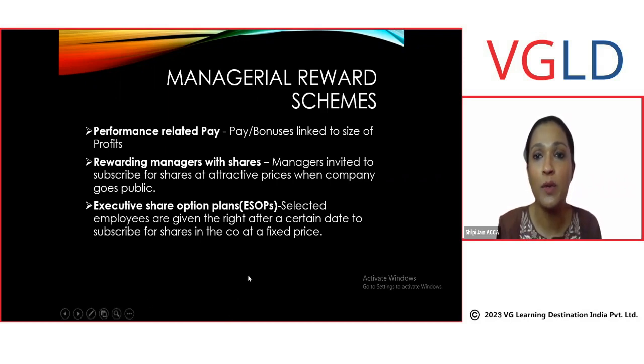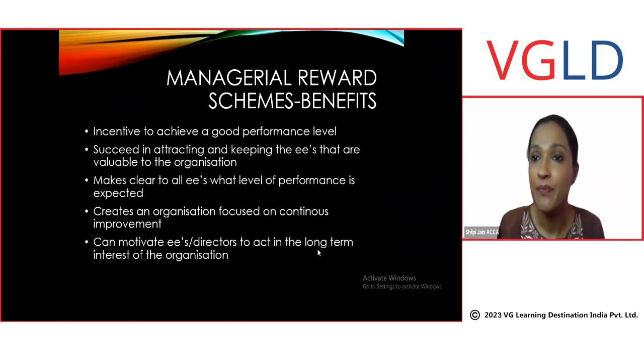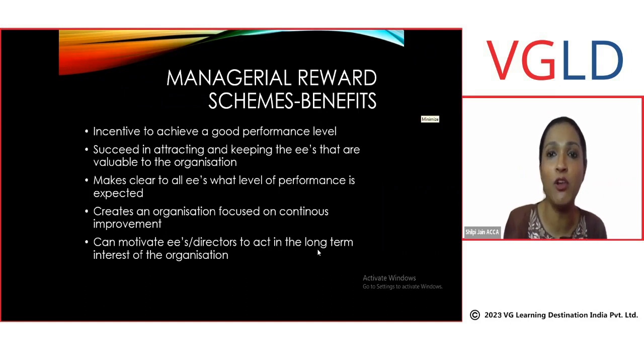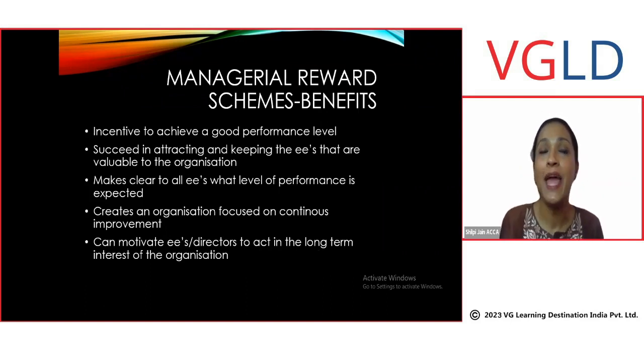Also, what we can do is make sure that we are aligning it with some sort of regulation as well. But before that, let's quickly have a look at a few benefits of making the directors' pay and payouts linked to the organization's own performance. So quickly go through the benefits.